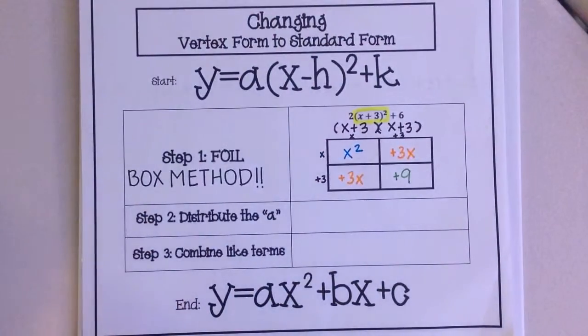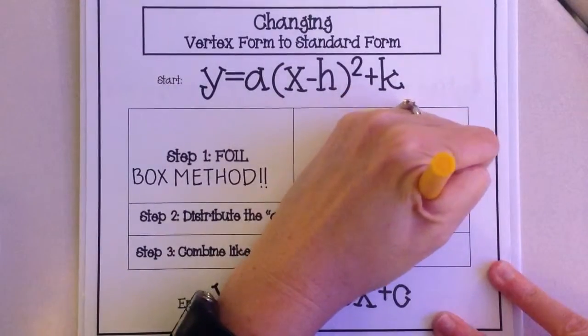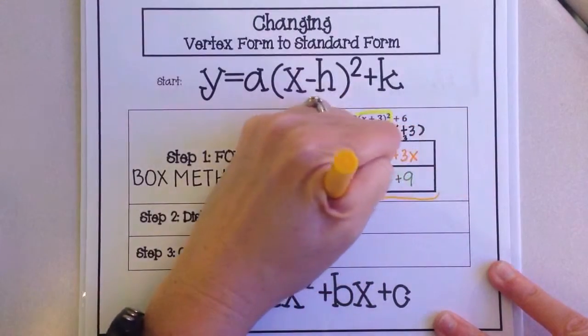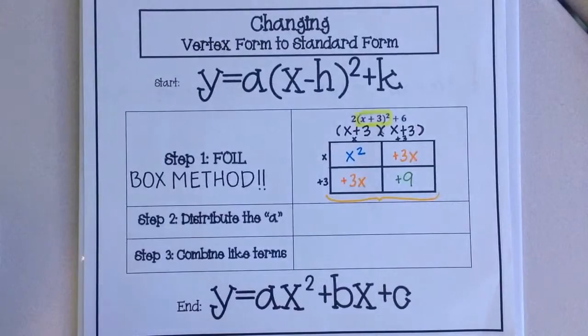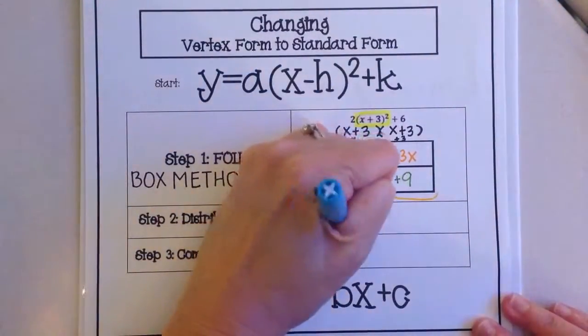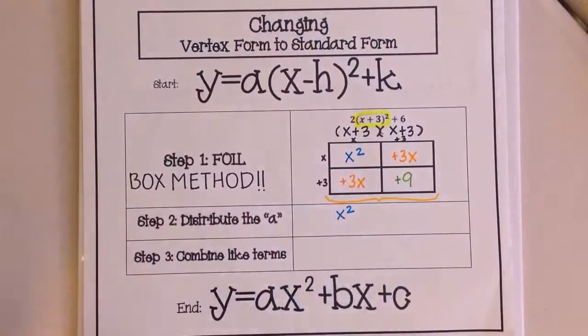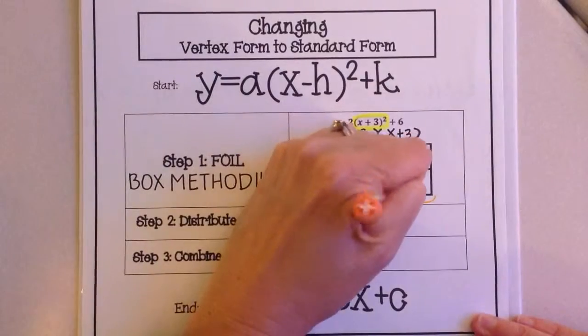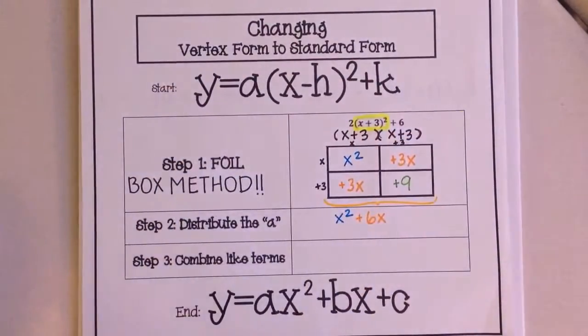And so now I'm going to combine all of my like terms. And when I do that, I'm going to end up with the trinomial. I am now going to take these boxes, and it's going to turn into the trinomial x squared. If I combine my 3x and 3x, that's going to give me 6x plus 9.